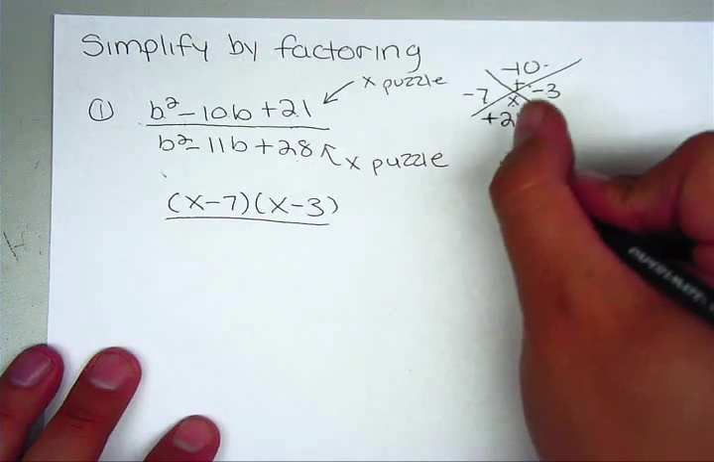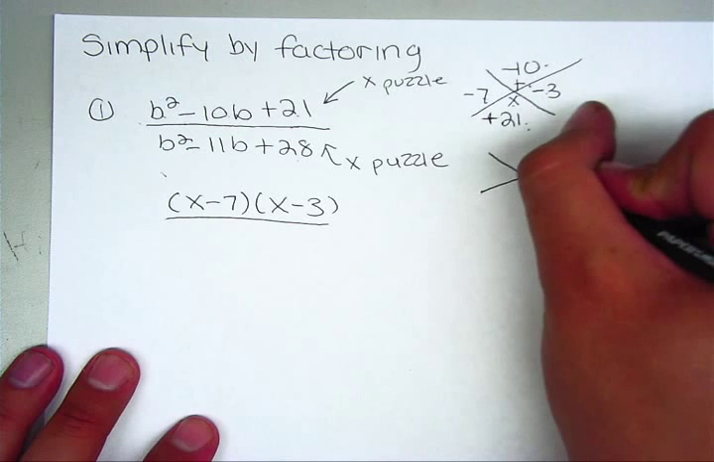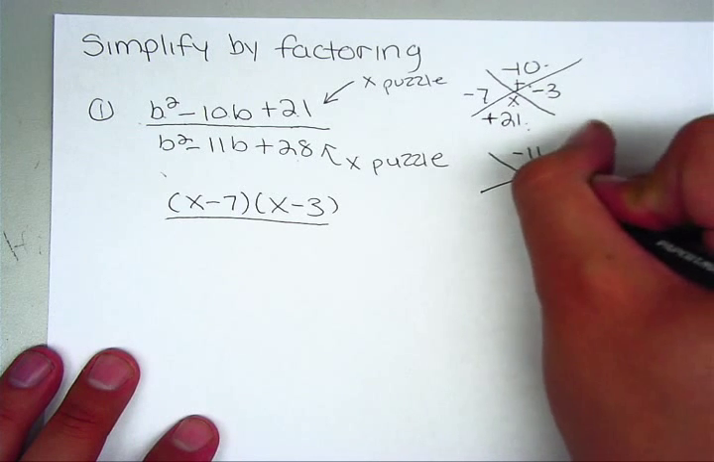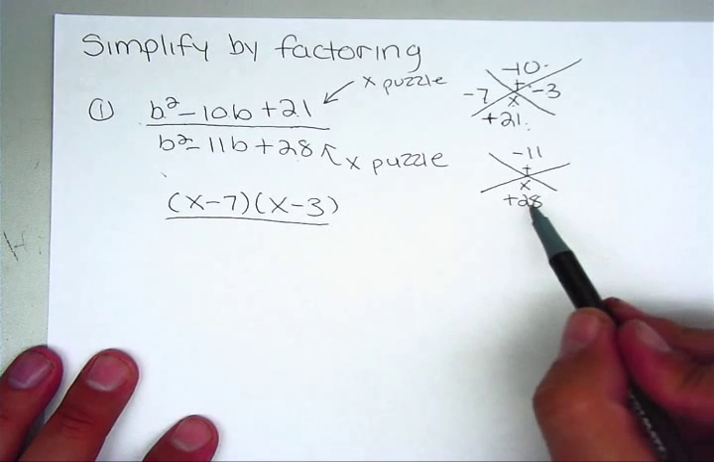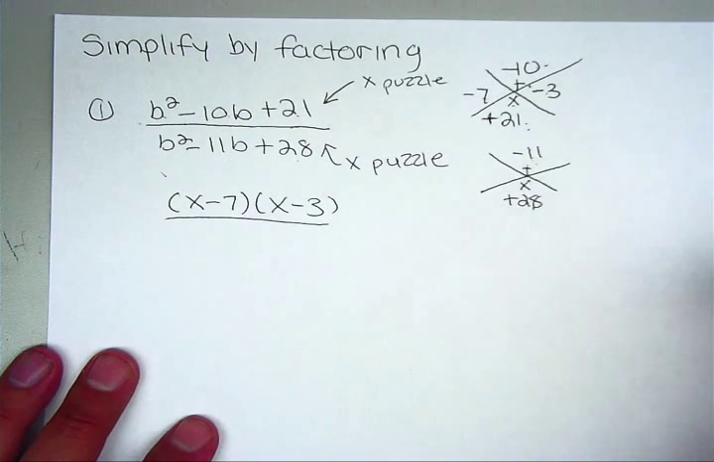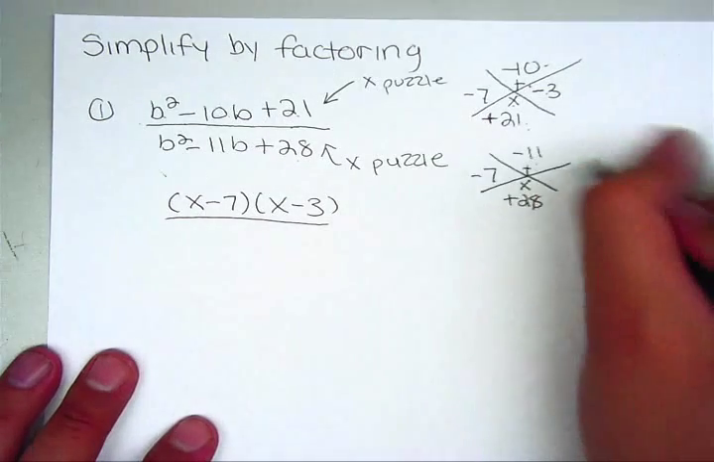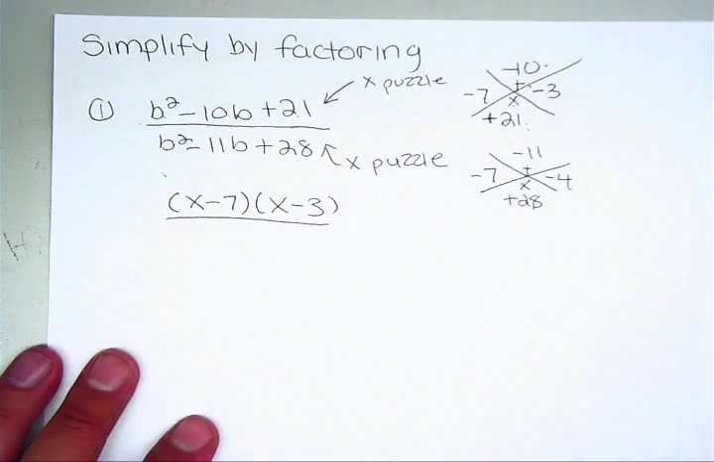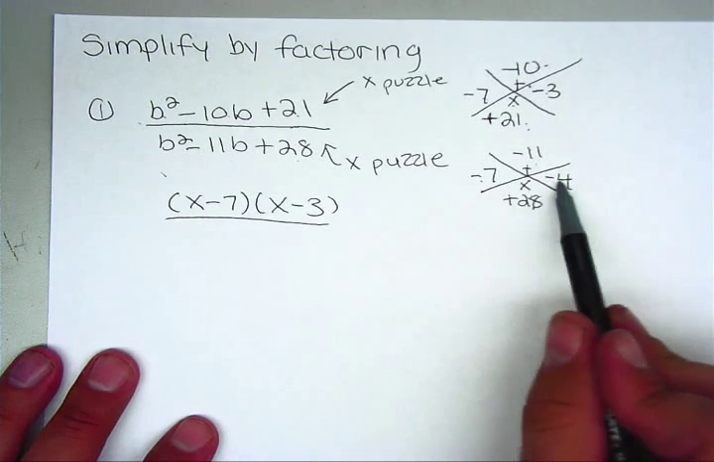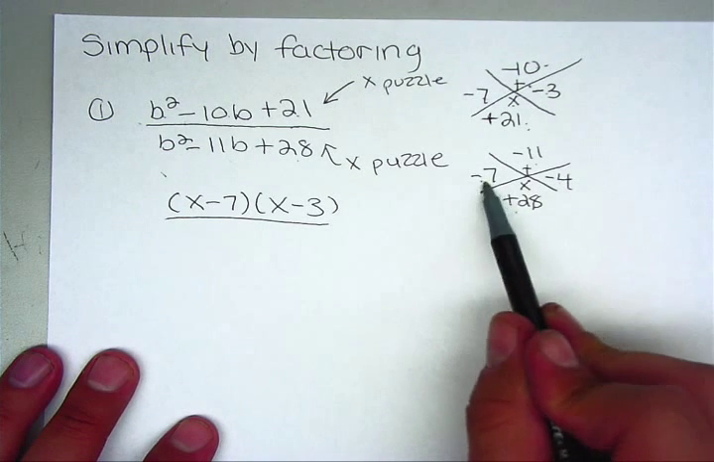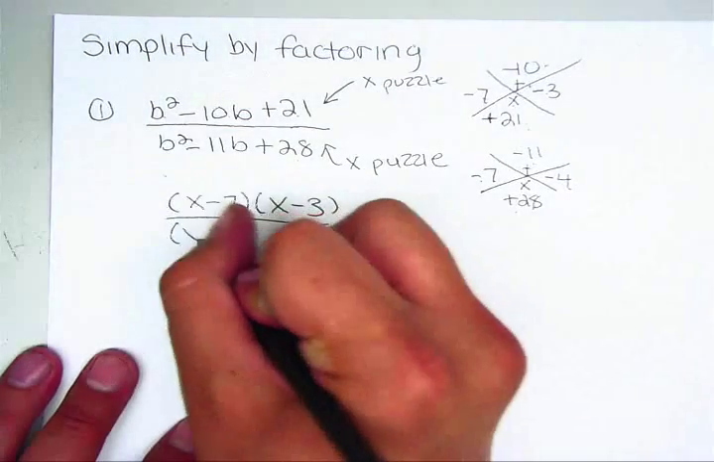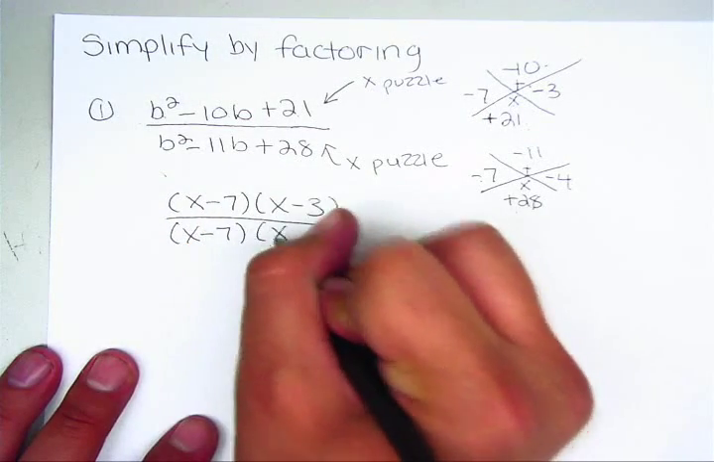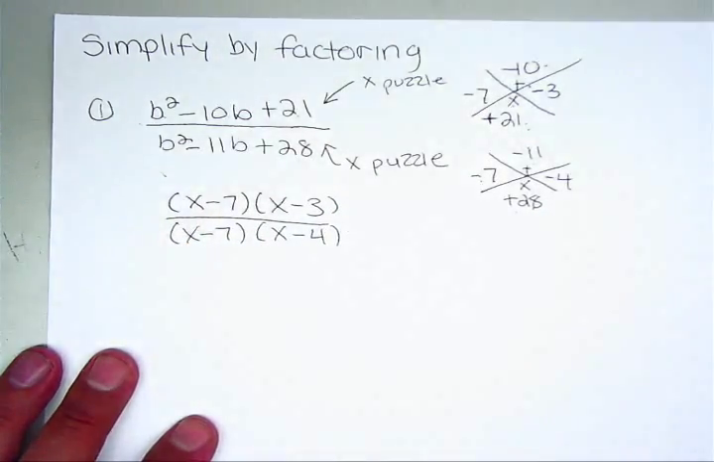On bottom, this is also an X puzzle. So we're going to put negative 11 on top, positive 28 on bottom. The two numbers that we multiply to get positive 28 and add to get negative 11 are negative 7 and negative 4. Because negative 7 times negative 4 is positive 28, negative 7 plus negative 4 is negative 11. So on bottom I write x minus 7, x minus 4.